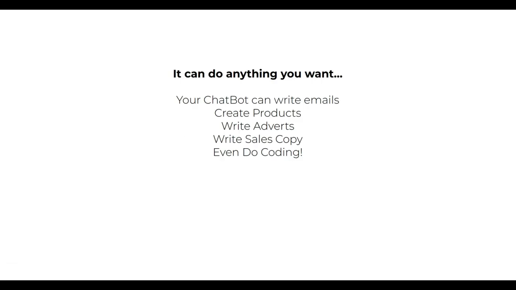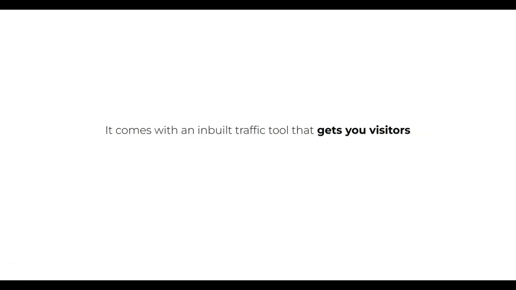Let me summarize this in a nutshell for you. AI Profitz creates a fully monetized chatbot in seconds. It can do anything you want. Your chatbot can write emails, create products, write adverts, write sales copy, even do coding. It comes fully monetized with your own affiliate links and banners. It builds your list automatically by getting email leads for you. It comes with an inbuilt traffic tool that gets you visitors.